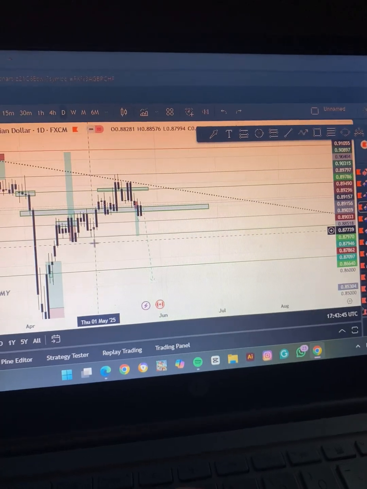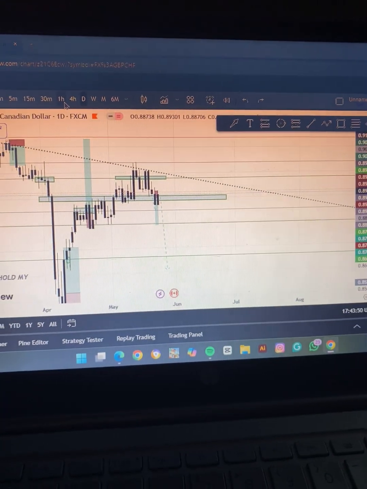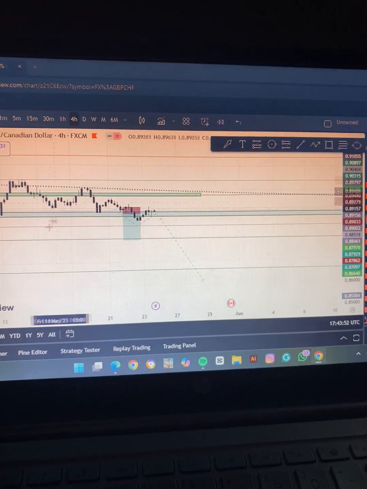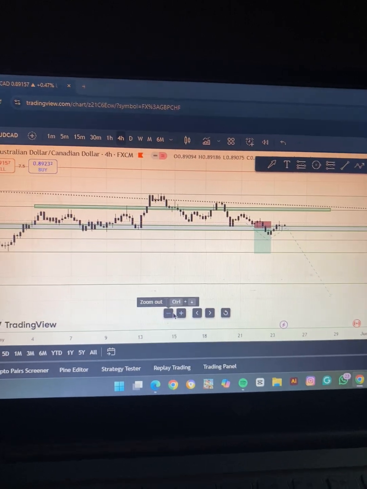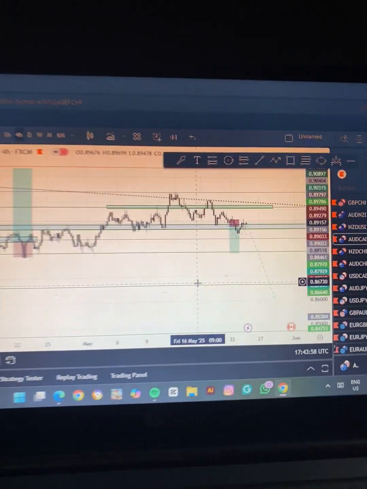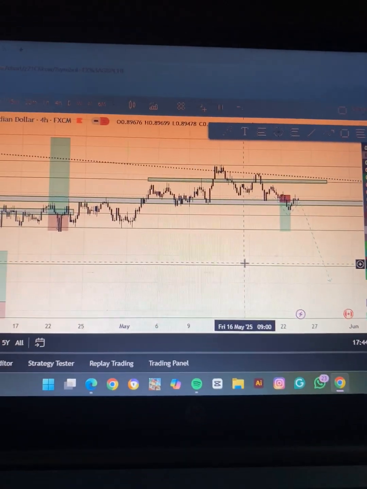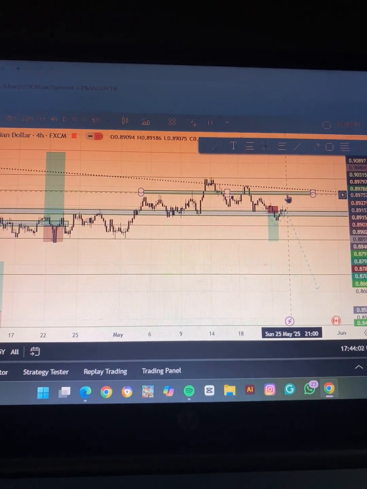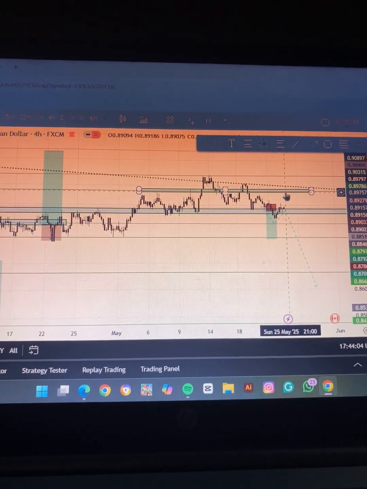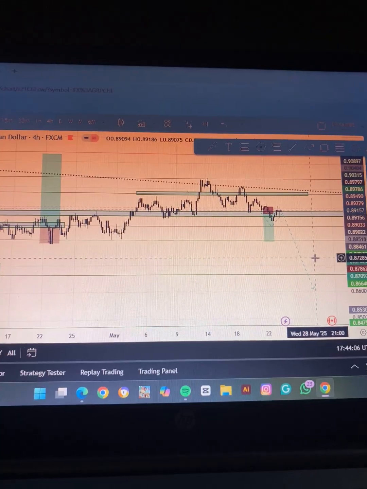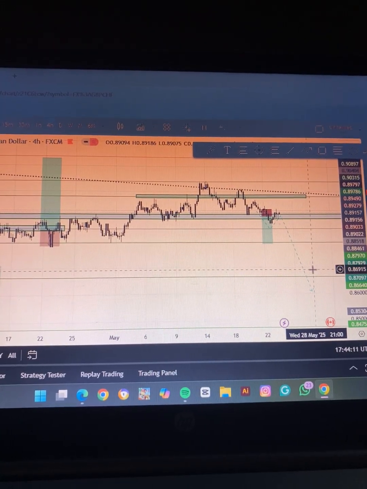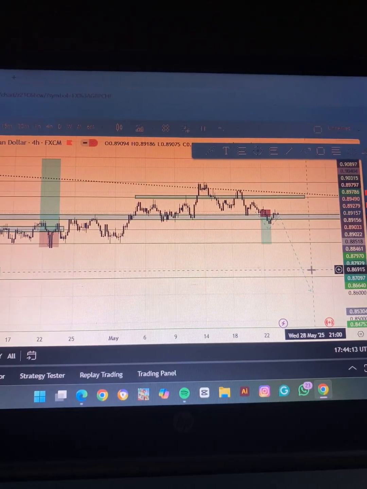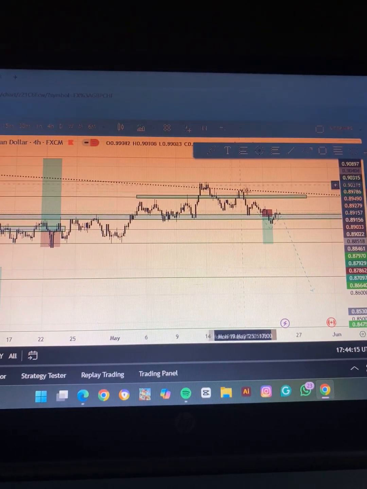Sorry. Yeah, please. So what do we see here? To be honest, I feel price might come back up here to this area and go back down for the sell because of this structure here.